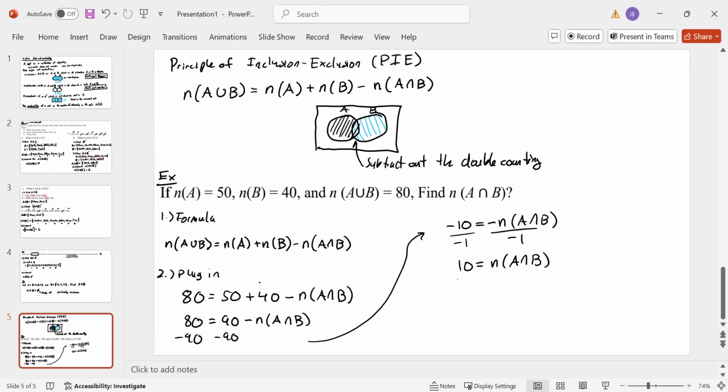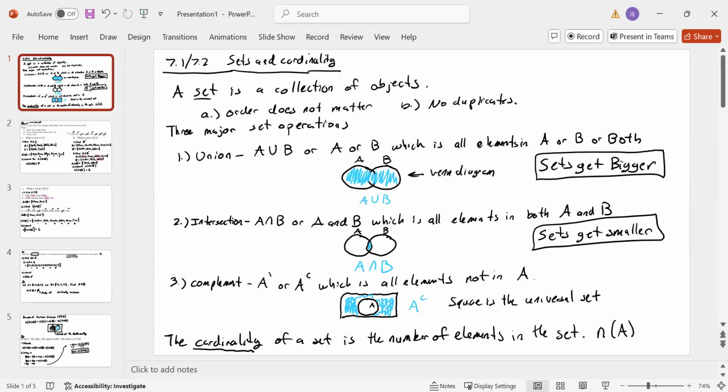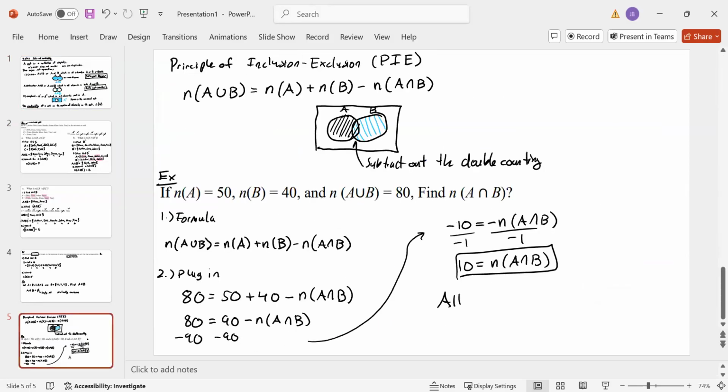One thing to note, and this is very, very important, and I'll write this at the very beginning, under cardinality: all answers will be positive.